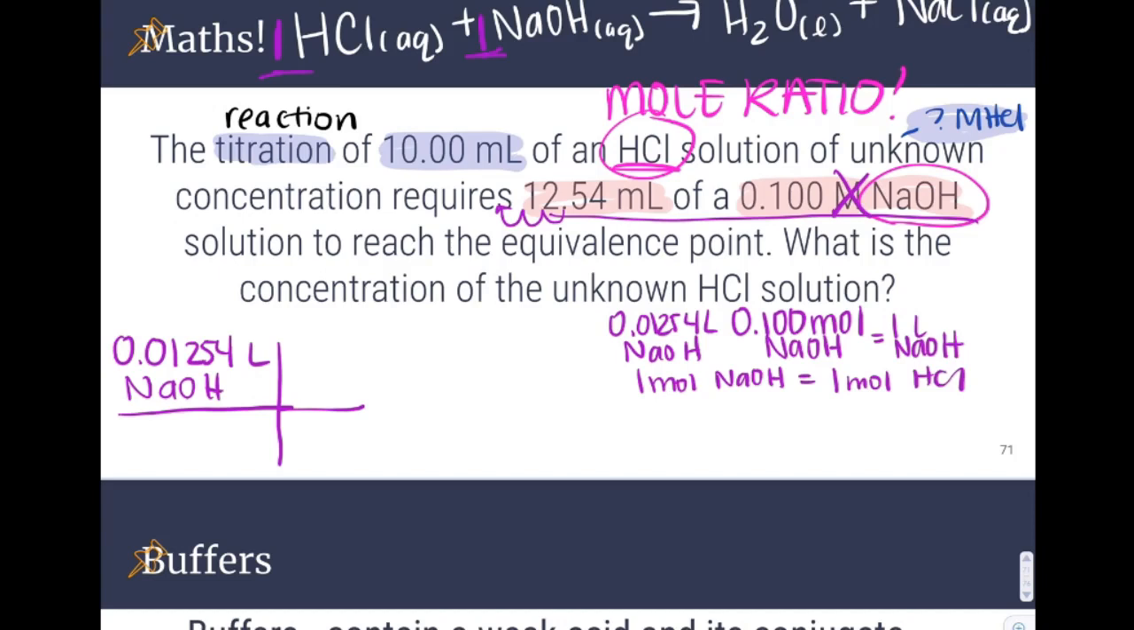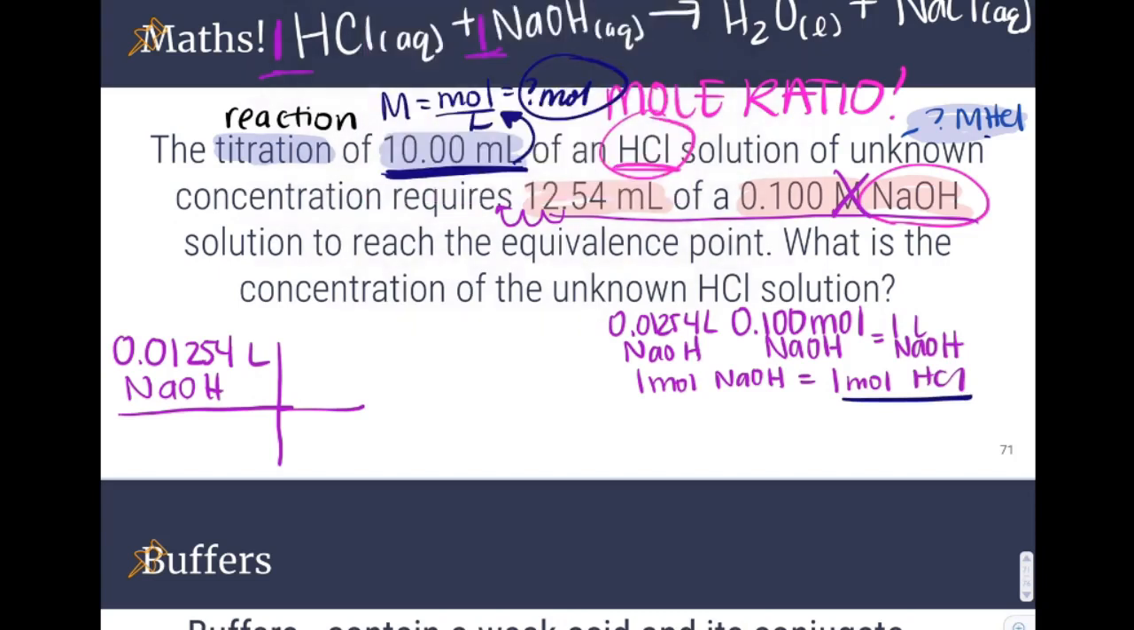Now, what am I trying to find? I'm trying to find the molarity. Molarity is equal to moles over liters. And if you look here very carefully, I have the liters of hydrochloric acid. So I'm really trying to find the moles. So I need to stop at moles of HCl. That's where I really want to stop.